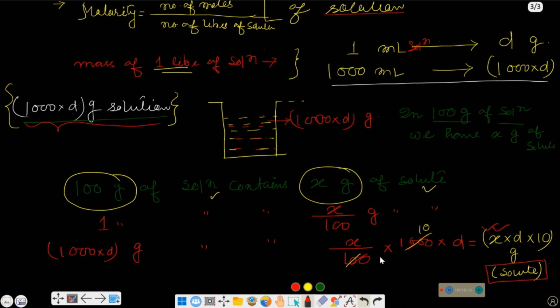Once we know how many grams of solute are present in the solution, what new thing have we got here? We have got that the solution is this much gram, and the solute present is how much? So solute is equal to x into d into 10 gram, right? 10 gram.